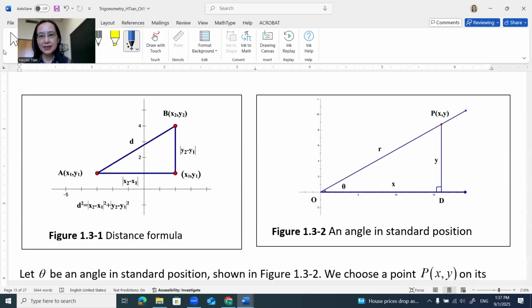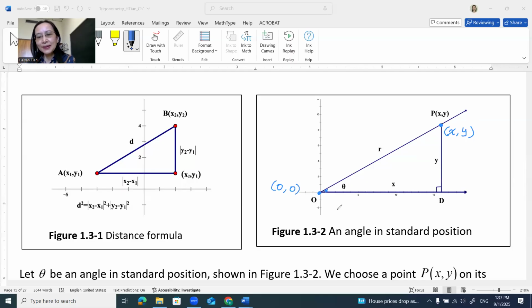In this case you have 2 points, and one of the 2 points is the origin. So let's call it 0, 0, the xy coordinates of the first point. And this is the second point, which is xy, which is simply a point on the terminal side of an angle, which we call theta here.